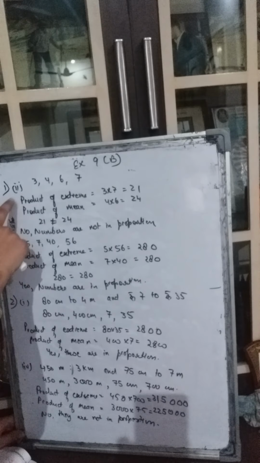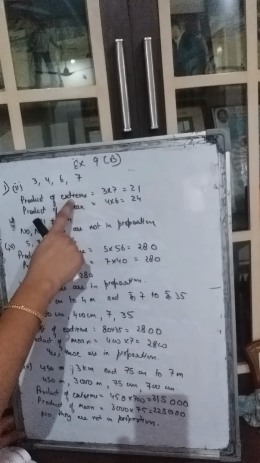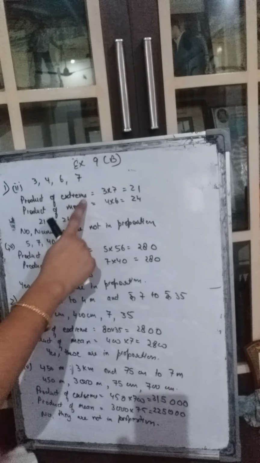Okay, so let's find out whether they are in proportion. For that, we have to find out the product of extremes and the product of means. Okay, so what is the product of extremes? What are the extreme numbers?